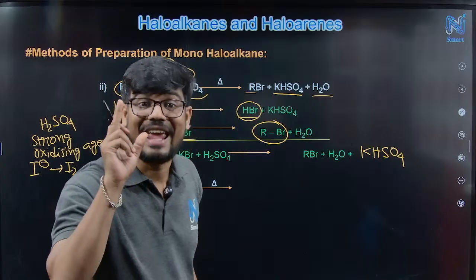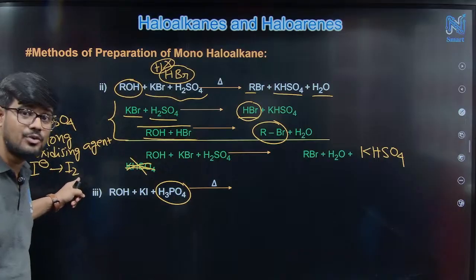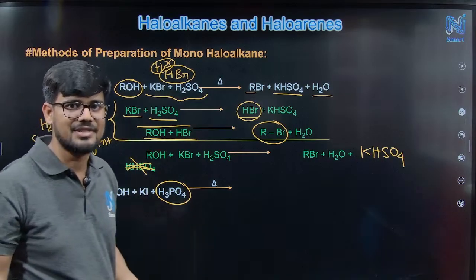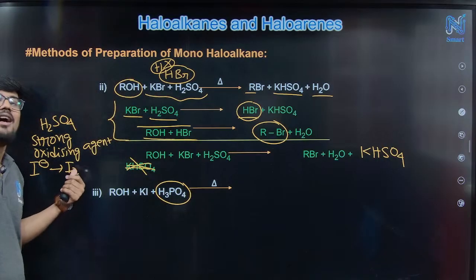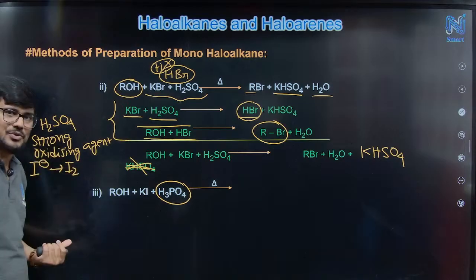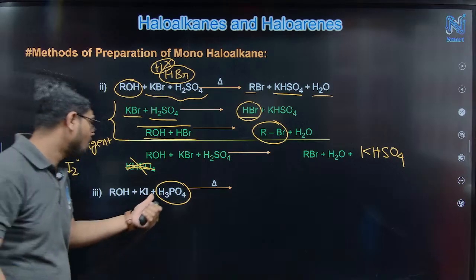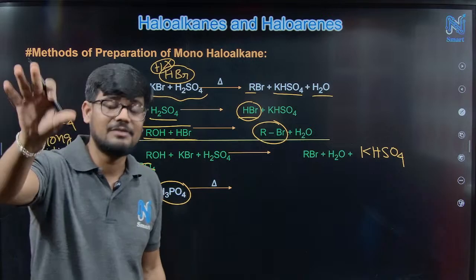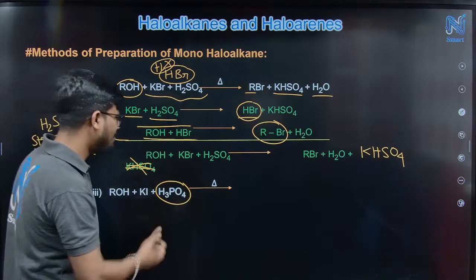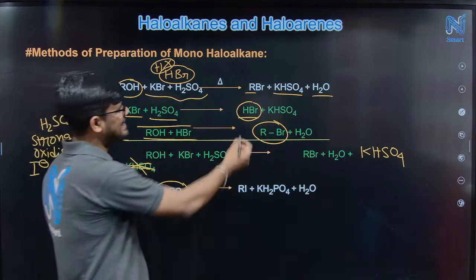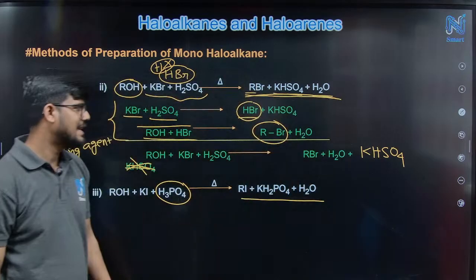For this reaction we need HI. But in the reaction medium, if I2 is produced, you will not get your desired reaction, correct? We will not get what we need, because in the reaction medium H2SO4 will be converting I minus into I2. Clear now? So that's why instead of H2SO4 we are adding H3PO4, which is not such a strong oxidizing agent. So in this reaction you will get the product RI, exactly the same type, almost the same pattern: RI plus KH2PO4 plus H2O.